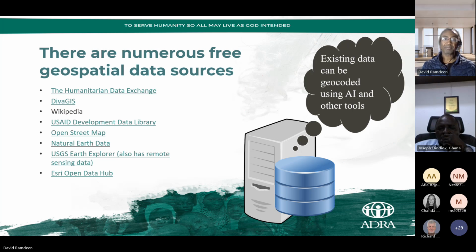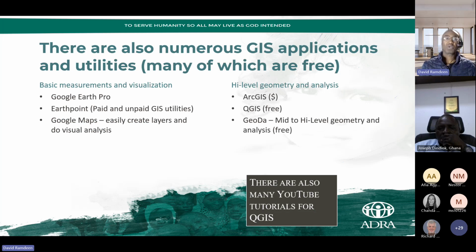And there are also a lot of GIS applications and utilities, many of which are free. So if you're getting started with GIS, you can download, for instance, Google Earth Pro. You can certainly use Google Maps. There's QGIS, which is free, and there is Geoda, which is also free. All of these are very powerful GIS tools. Google Maps, for instance, and Google Earth Pro, pardon me, actually make a lot of these beginner GIS functions very, very easy.